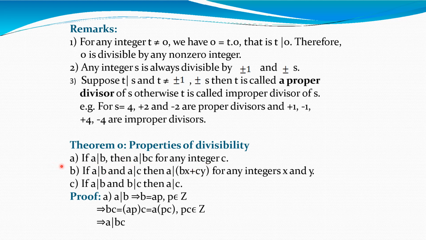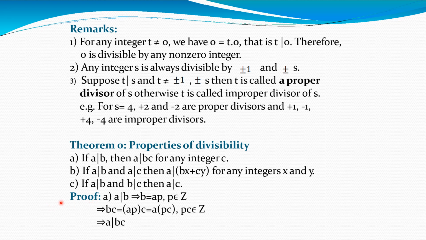Now the first is if a divides b, then a divides b into c for any integer c. It means if a is dividing any integer b, then a always divides an integral multiple of b. Secondly, if a divides b and a divides c, then a divides bx plus cy for any integers x and y. It means if a divides b and a divides c, then a divides a linear combination of b and c. Third, if a divides b and b divides c, then a divides c. That is nothing but transitivity. Now we will prove one by one.